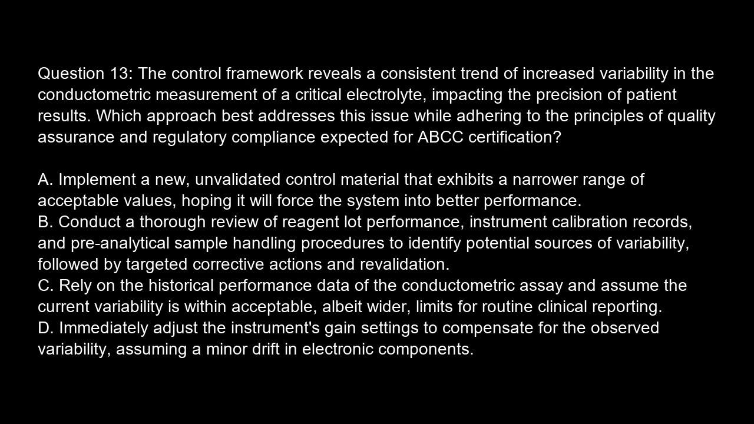Option B. Conduct a thorough review of reagent lot performance, instrument calibration records, and pre-analytical sample handling procedures to identify potential sources of variability, followed by targeted corrective actions and revalidation. Option C. Rely on the historical performance data of the conductometric assay and assume the current variability is within acceptable, albeit wider, limits for routine clinical reporting. Option D. Immediately adjust the instrument's gain settings to compensate for the observed variability, assuming a minor drift in electronic components.